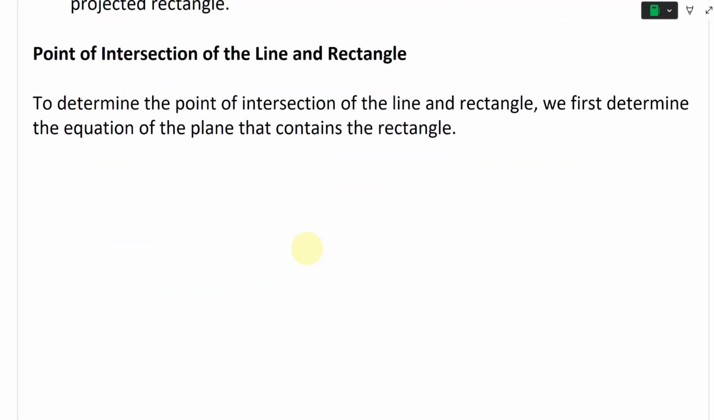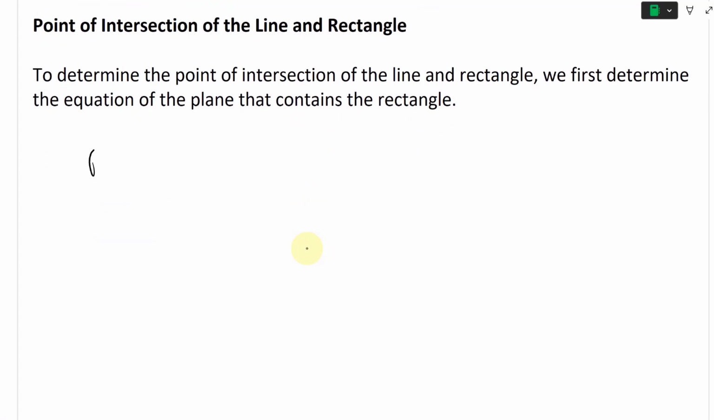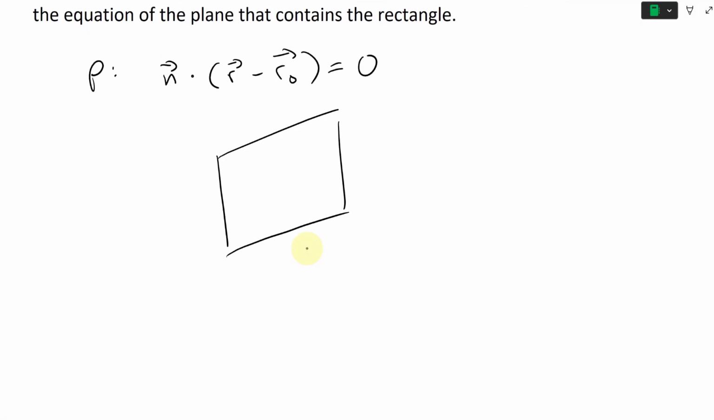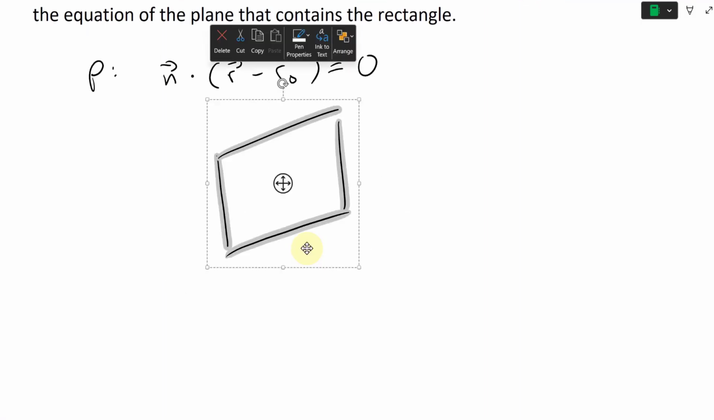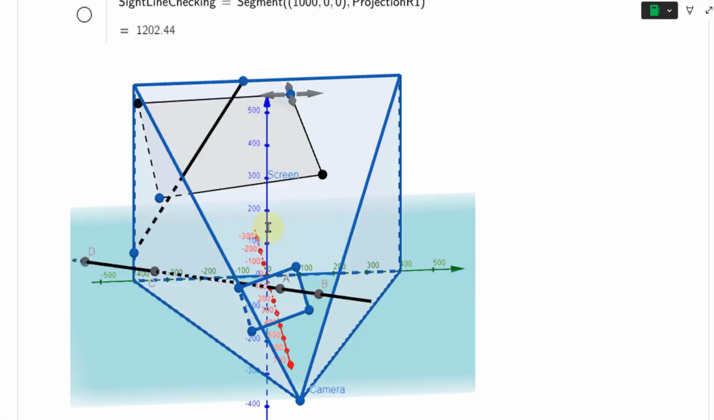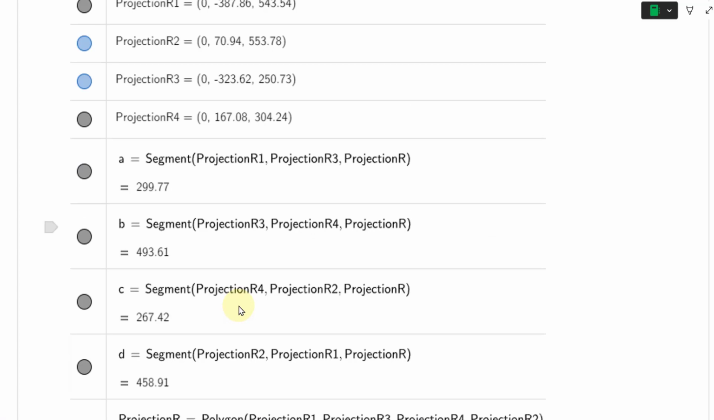All right, so to do that, we just use the equation of a plane. So at P, this is going to be the normal vector dot product with the R minus R naught vector, and then set that equal to 0. So if we look at our rectangle, it's going to be something like this. Let's say the rectangle is like this. And all we need is several points. And it doesn't matter which ones we pick. So let's just take a look at, let's say, the first point here.